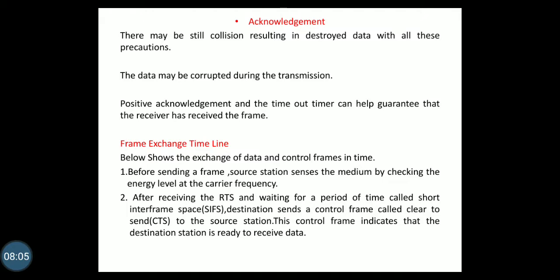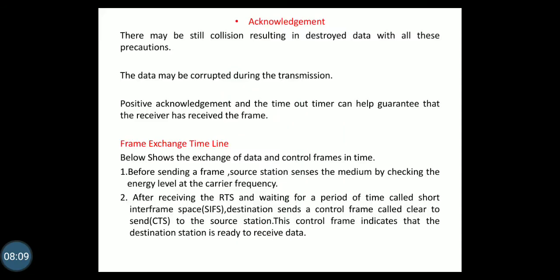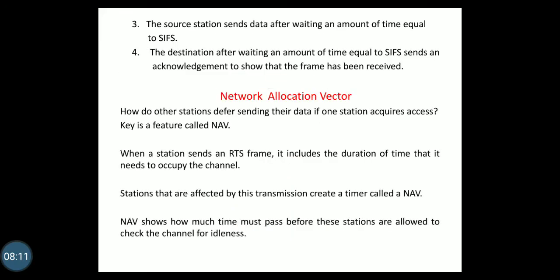Then next we'll see about the third point. Third point, the source station sends data after waiting an amount of time equal to SIFS. The fourth one is the destination station, after waiting an amount of time equal to SIFS, sends an acknowledgement to show that the frame has been received.